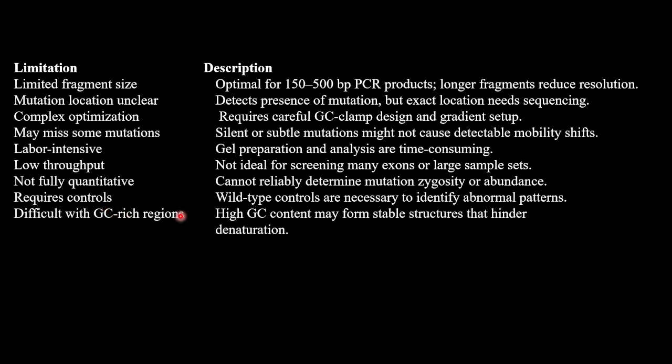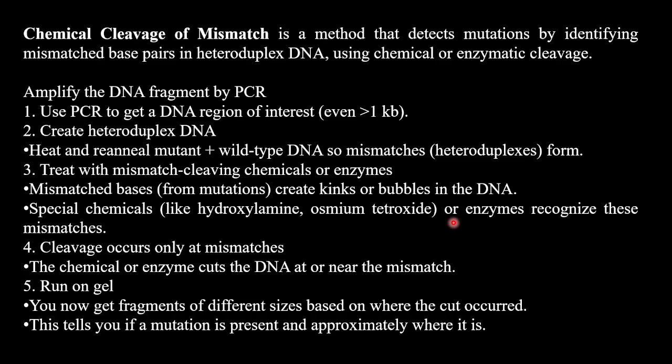And wild-type controls are necessary to identify the abnormal patterns. Why is it so? Because if you have only wild-type sequence or only mutated sequence, they will not form heteroduplexes. So how will you identify? In that case, you have to add the wild-type DNA. And high GC content may form stable structures that sometimes hinder the denaturation.